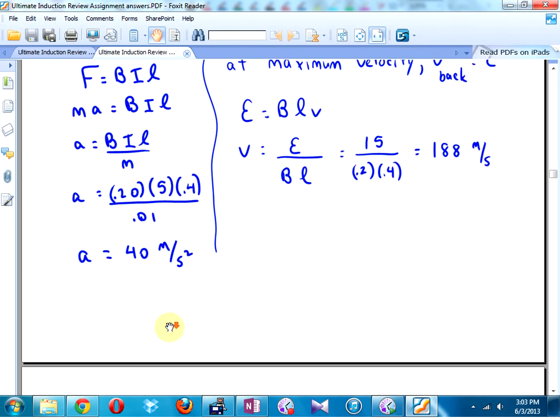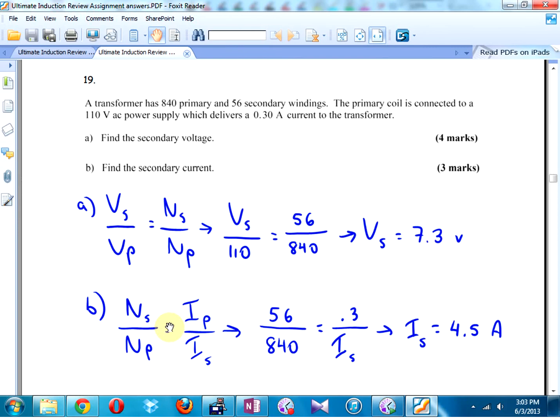18's cool, but a little overkill, I think. Oh, here. Here's a good example of a transformer's written question, right?